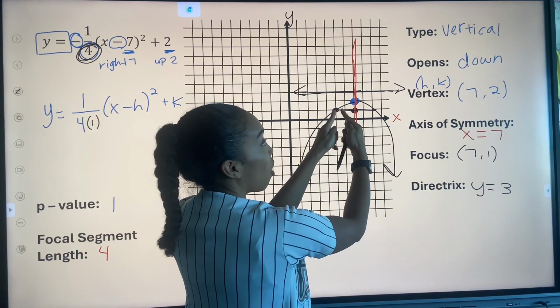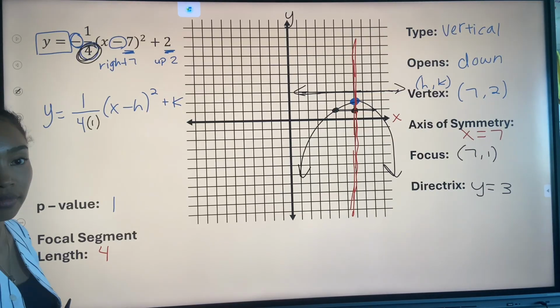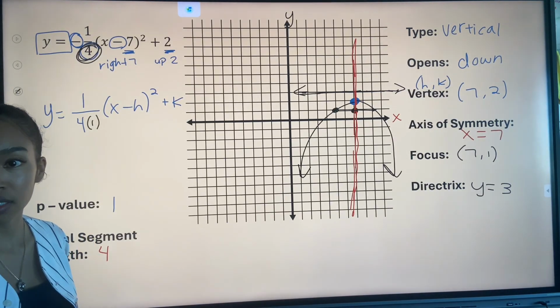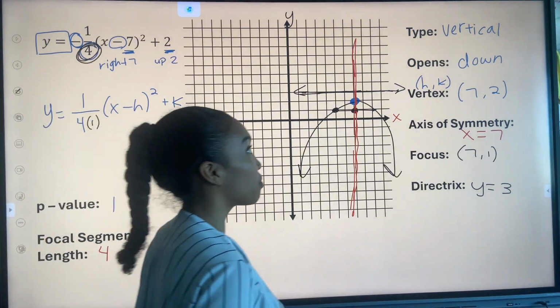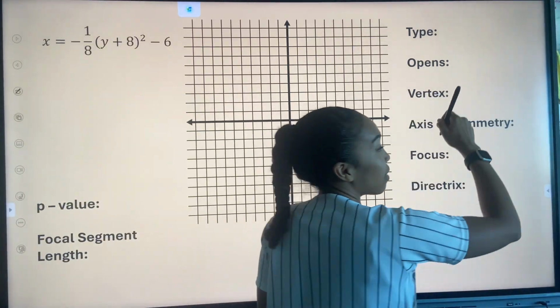From here all the way across is 4. Okay? Let's try another example. Are y'all ready? Okay, flip it over. We're gonna do number 8. What type do I have?